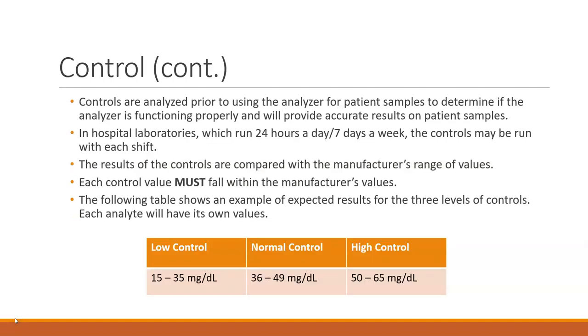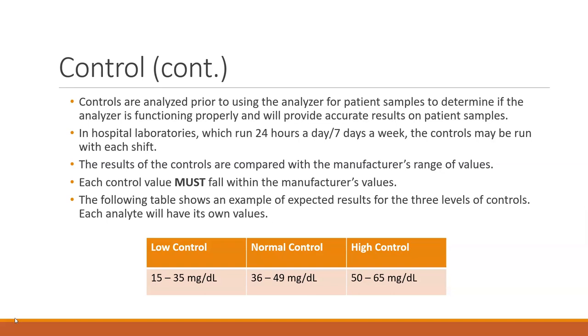So when do we run the controls? They're always analyzed prior to using the analyzer for patient samples. And this is done to determine if the analyzer is functioning properly and if it will provide accurate results on patient samples. In hospital labs, which run 24 hours a day, 7 days a week, the controls may be run at the beginning of every shift.